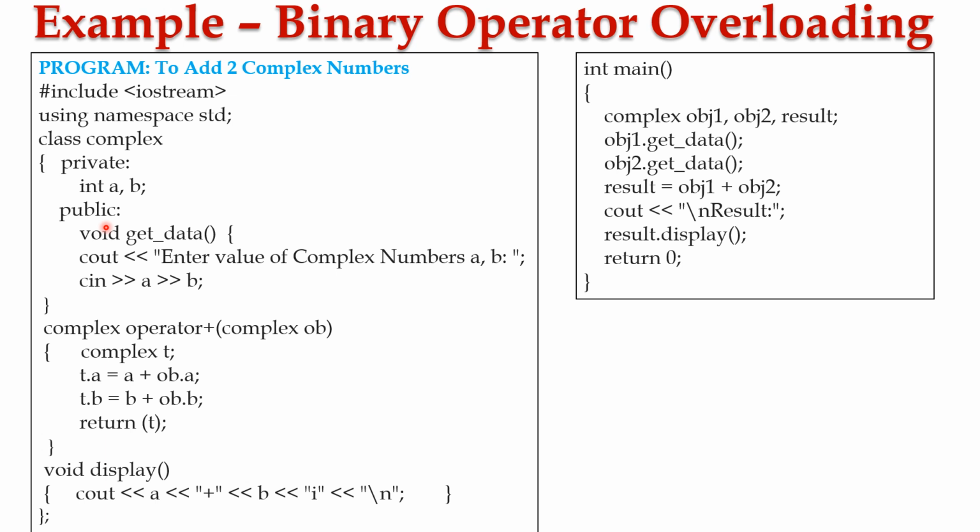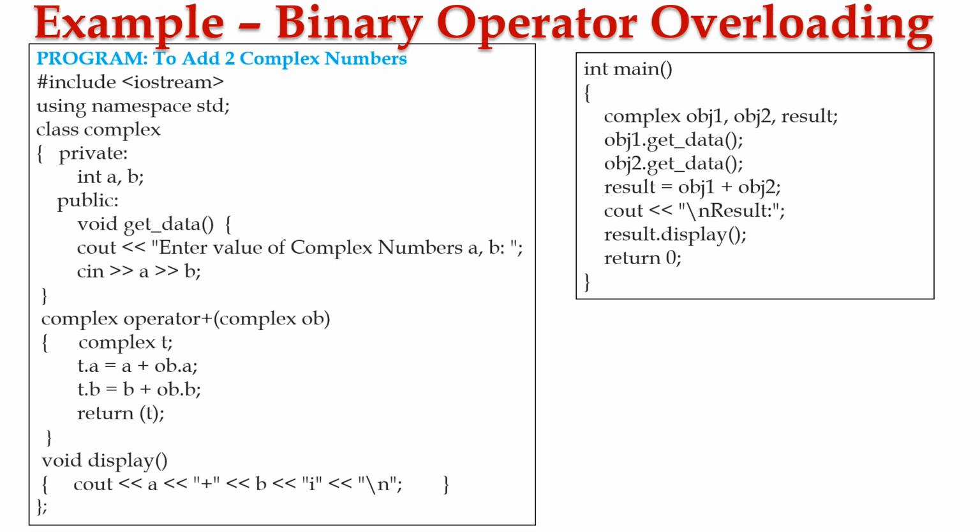In the public access specifier, we have declared the method getData, and the return type of this method is void and it has no arguments. Using the cout statement, the message "Enter value of complex numbers a and b" is displayed to the user, and using the cin >> a >> b statement, we are obtaining the values of the variables a and b from the user.